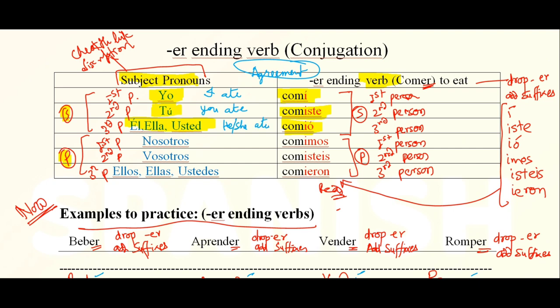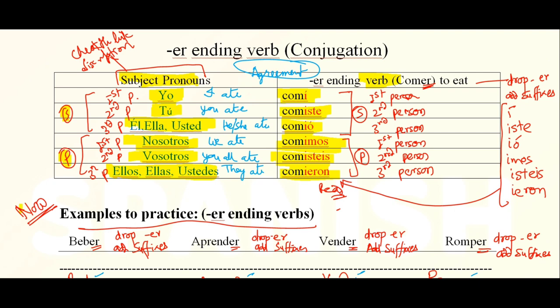Next, nosotros comimos, we all ate. Vosotros comisteis, you all ate. Ellos, ellas, ustedes means they all, or ustedes means you all formal, comieron, they all ate. These are ER ending verbs in pretérito indefinido and the agreement.